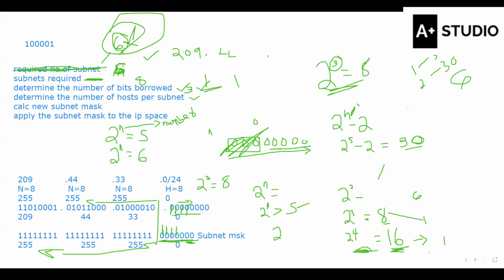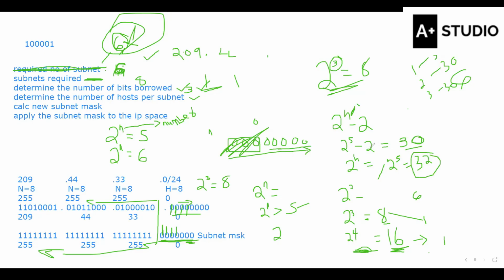30. Meaning from our 6 networks, each of them has 30 hosts on the network. But if they ask for the total number of hosts on the network, we can't say 30. We just say 2 to the power h is equal to the hosts. So this becomes 2 to the power 5, which is equal to 32. This is the total number of hosts on each network.